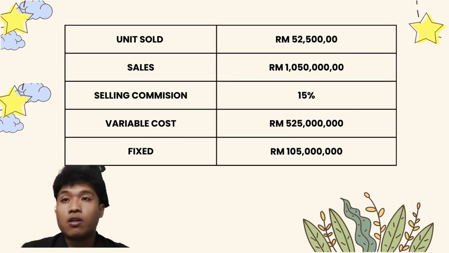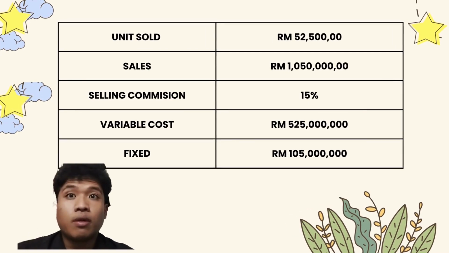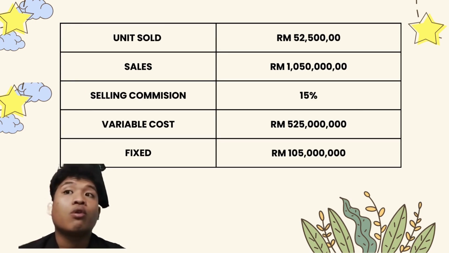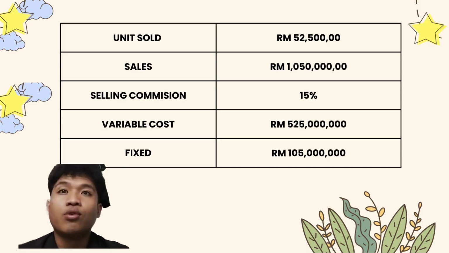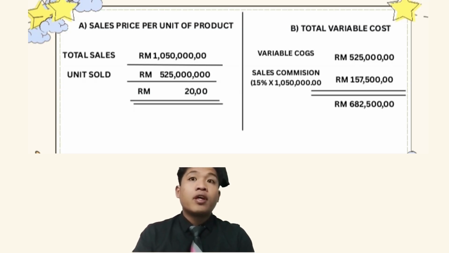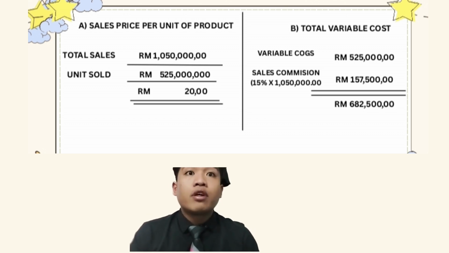Okay, so as you can see, the table has sales, units sold, selling commission, variable cost, and fees. For sales the amount is 1,050,000, for units sold is 52,500, for selling commission is 50%, variable cost is 525,000, and for fees is 105,000. Now I will explain the formula for selling price per unit of the product. Total sales is 1,050,000 and units sold is 52,500. So we get the price per unit of the product, which is RM20 per unit. This is how we get the price of the product.